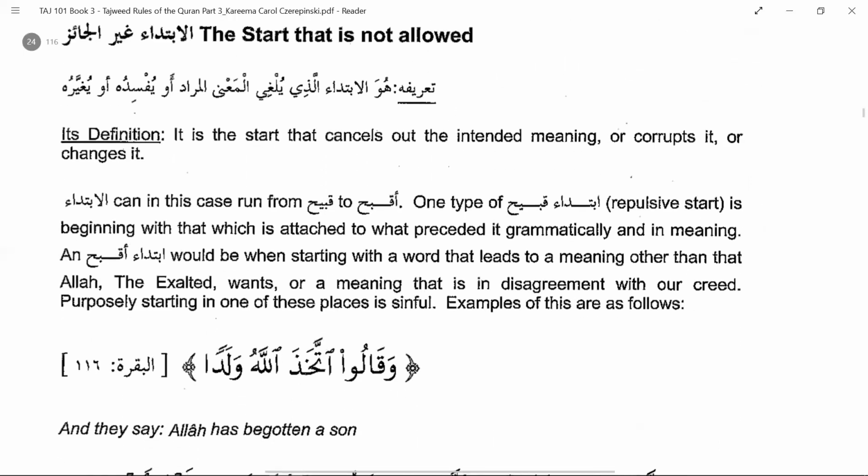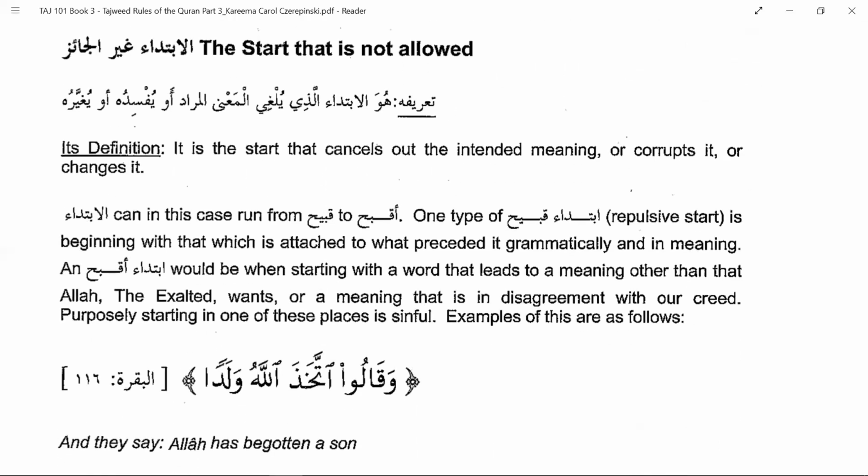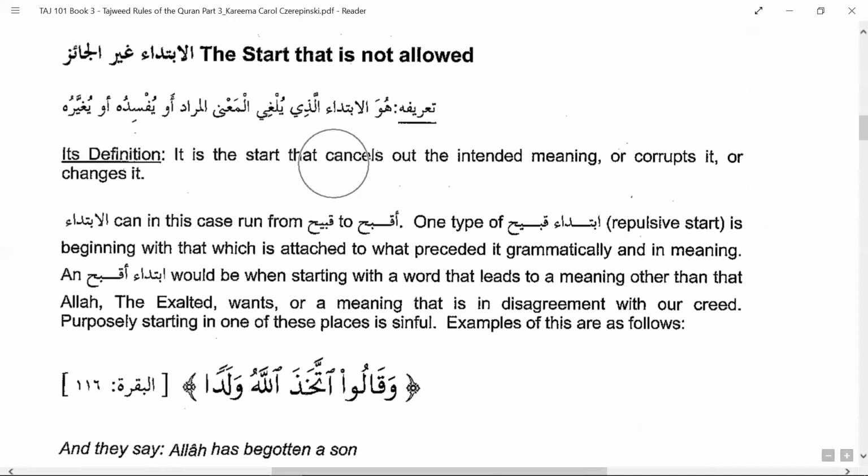Now we will do the start that is not allowed. Definition: it is the start that cancels out the intended meaning or corrupts it or changes it. There are some kinds of start wherein it is connected to the previous ayah, or if it is not connected, connecting it would change the meaning that is intended, or it will corrupt the ayah or change it. That is what is ghayru jaiz.